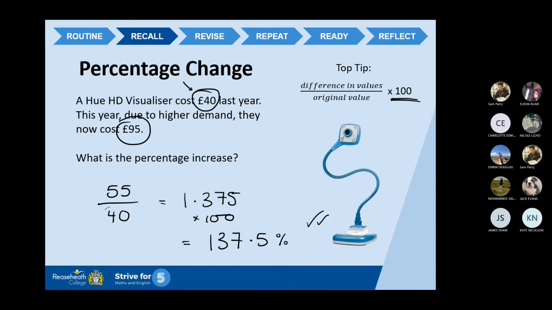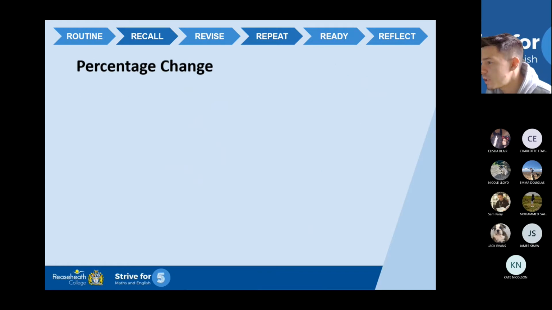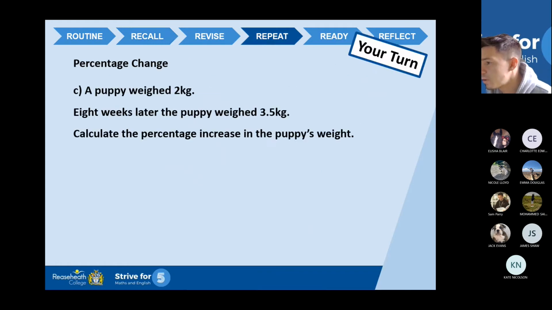Okay, guys, what are we saying? Mo, what would you like help with? Is there a question in particular or in general? For question C. So that is a puppy. Okay. So what is the difference between those two weights? 2 kilograms and 3.5.